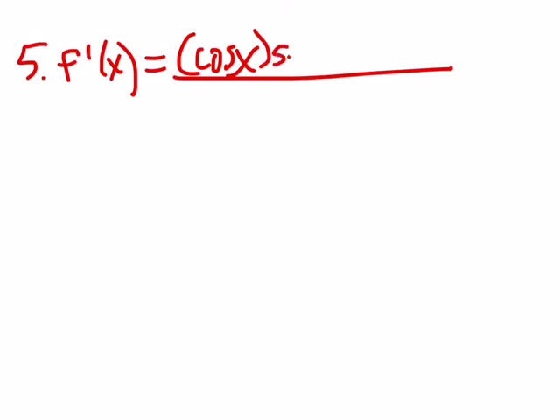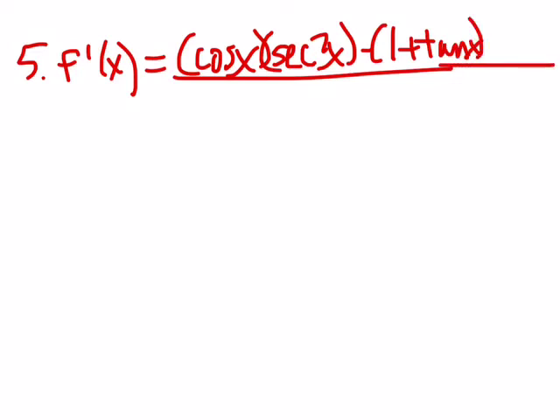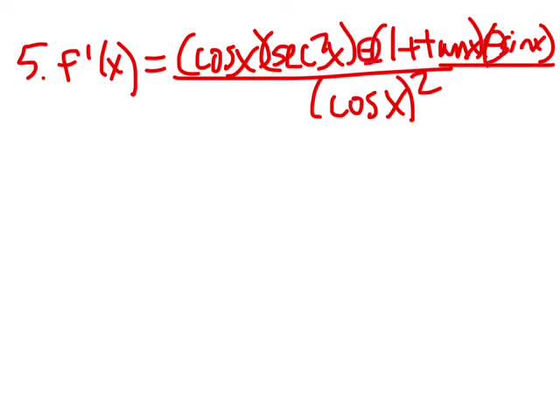5, quotient rule. So f prime or y prime, dy/dx: low, d high, 0, but then secant squared x, minus high, 1 plus tangent x, d low is negative sine x, all over low squared, cosine x squared. Again, not much to simplify. You could simplify this negative and this negative as positive. That's pretty much the only thing to do.